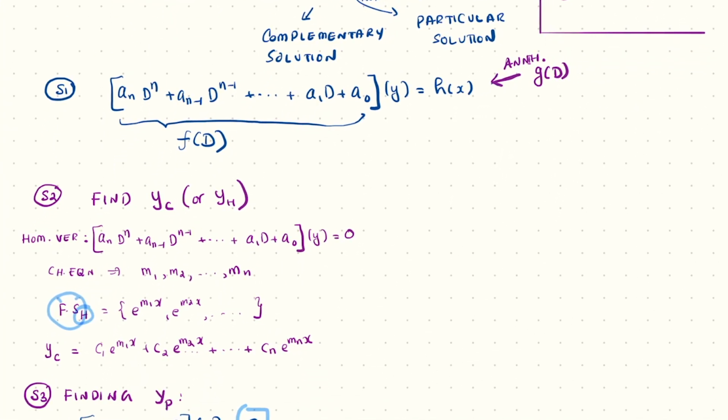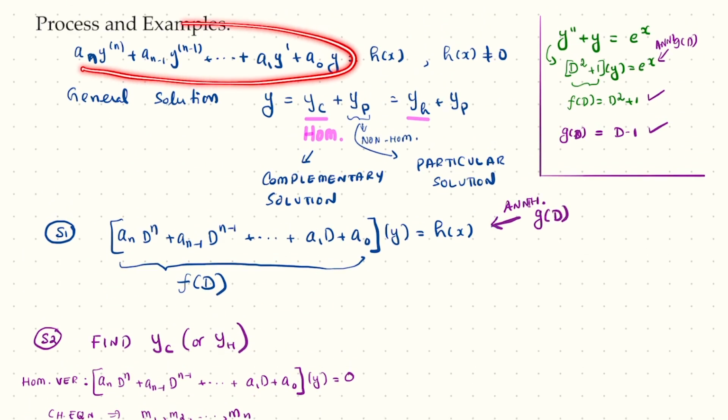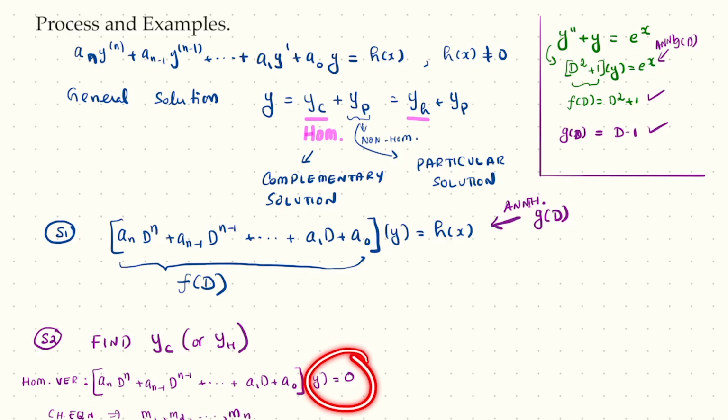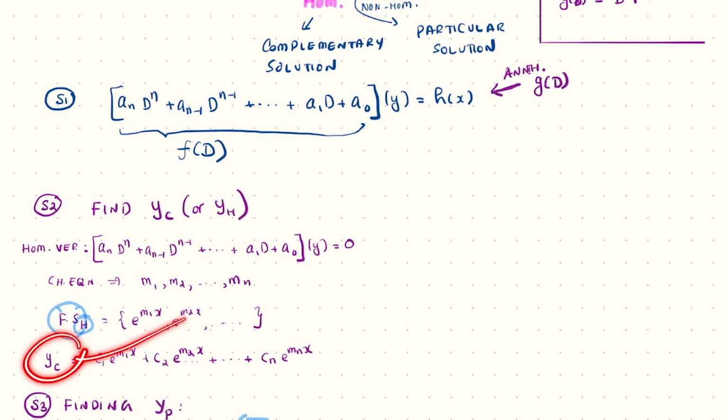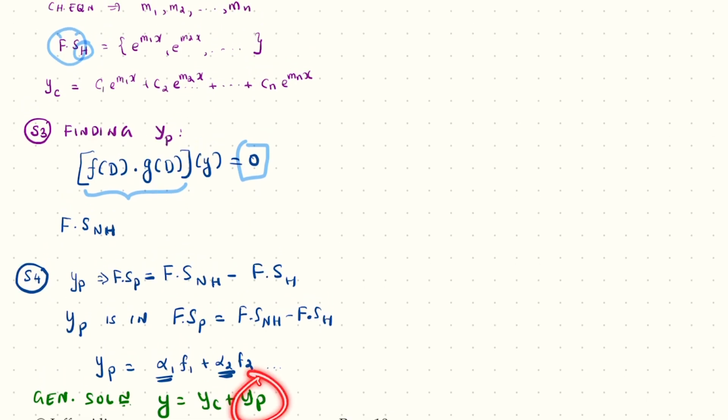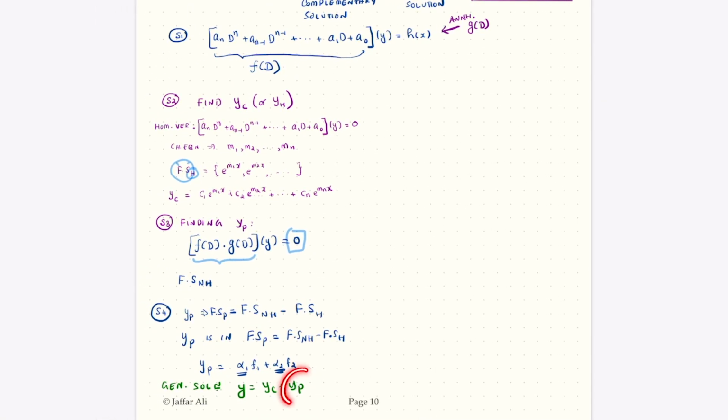Remember, yc is a complementary solution, which comes out of the homogeneous part. So when you plug this yc into this operator, or this differential equation, it's going to give you 0, because that comes from the homogeneous part. The yc gives you 0, and yp is the one that's going to give you the h of x.